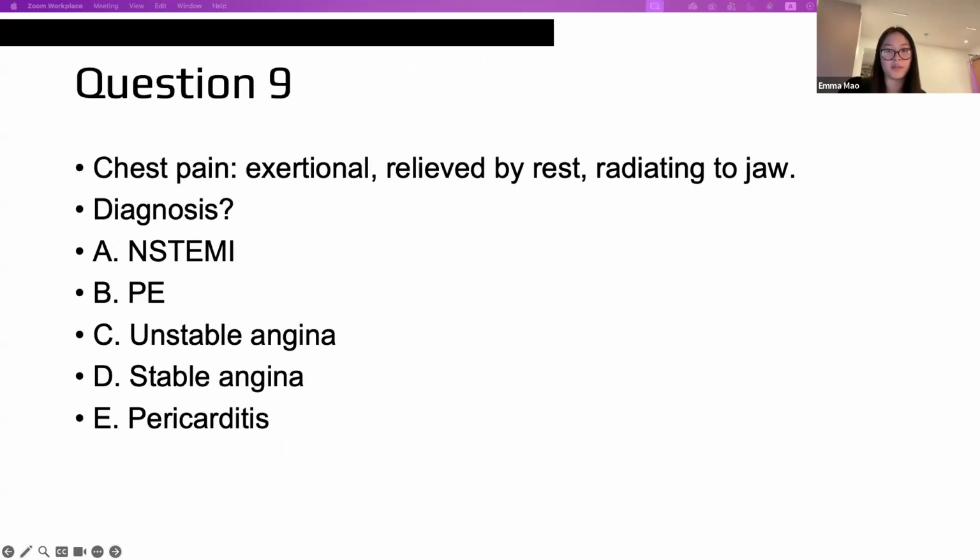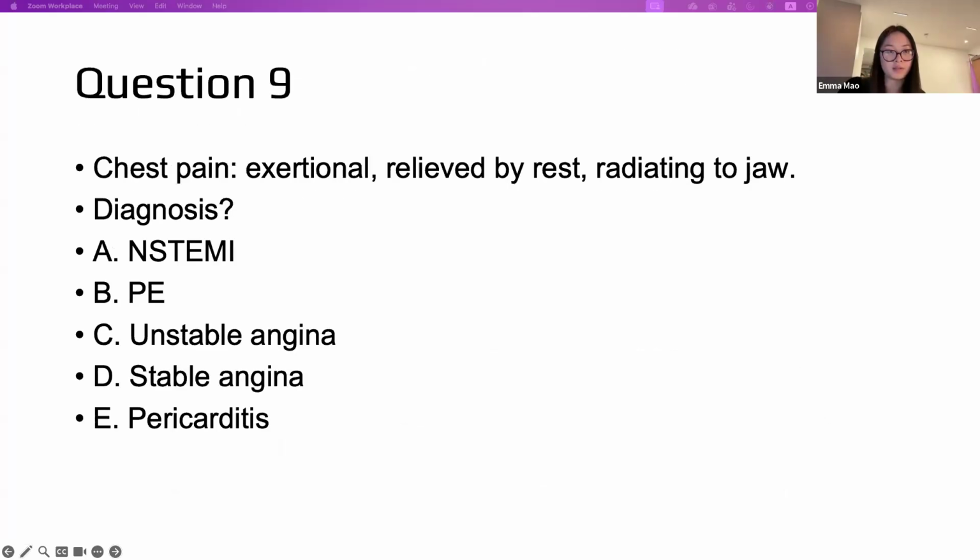So, quick question here. Chest pain that is exertional, relieved by rest, and also radiates to the jaw. What is this one? Yep, so this is stable angina. It's quite predictable and the pain stops with rest.